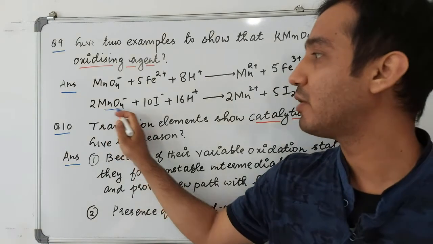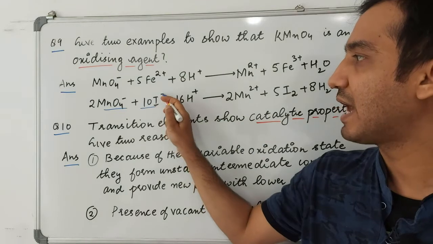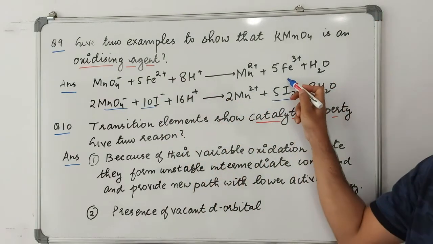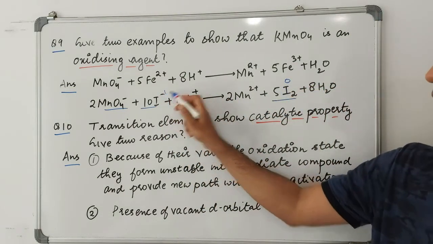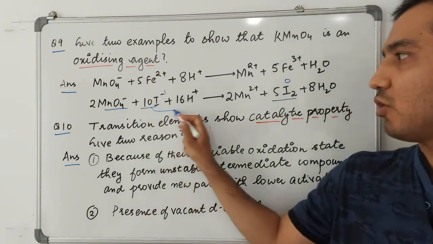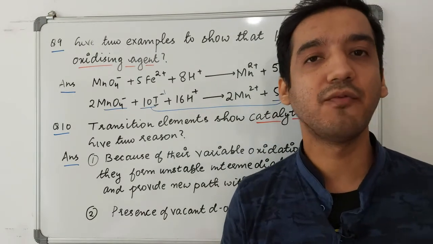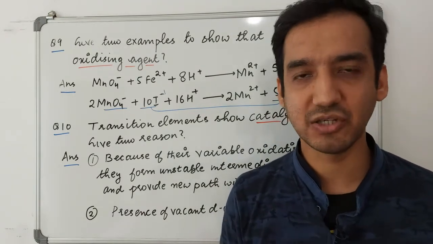Similarly, suppose you have MnO4 negative, what will it do? It will oxidize iodide ion, which is I negative, to iodine, from -1 to 0. So what is happening? There is an increase in oxidation number, so this is also getting oxidized. So these 2 examples show that KMnO4 can act as an oxidizing agent.